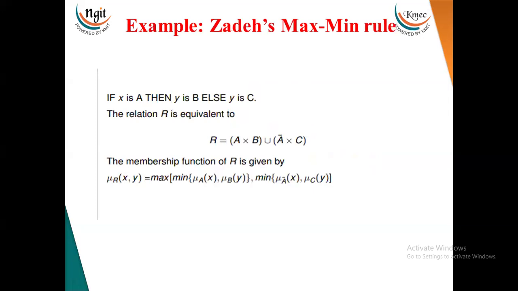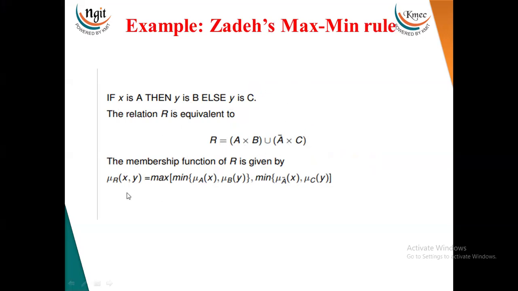Now, if X is A, then Y is B, else Y is C. See here, if X is A, then Y is B, else Y is C. So here I'm changing something. Previously it was A cross B union A complement cross Y, and now it is changed to C. So this we have to calculate.